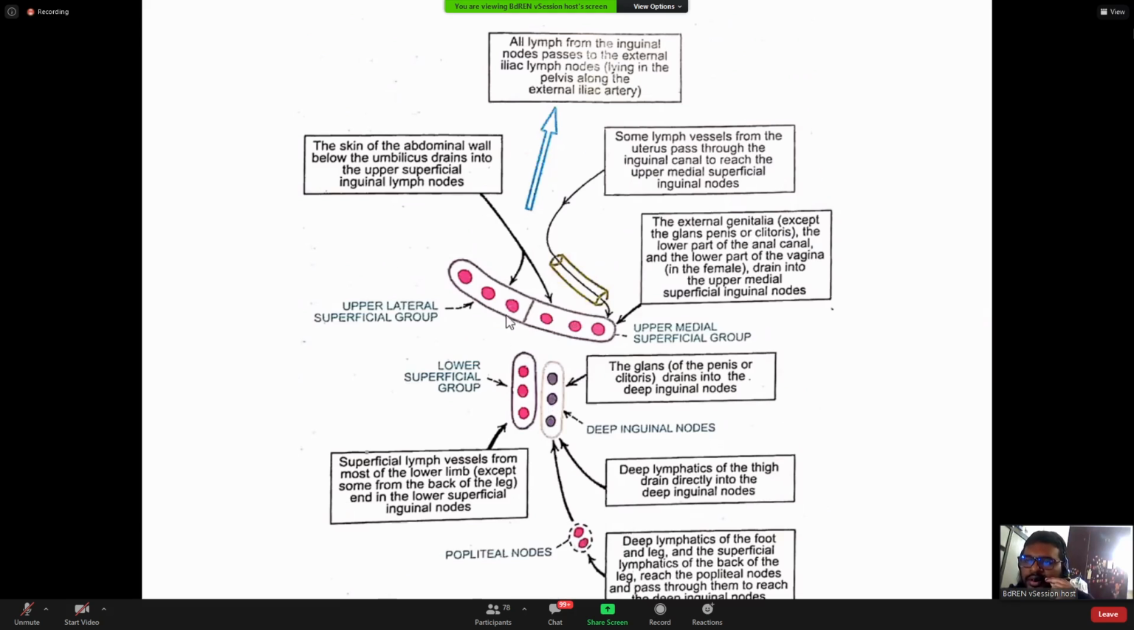But this lower superficial one is T-shaped. This is called T-shaped, the upper superficial and lower superficial, and this one is the deep inguinal lymph node.